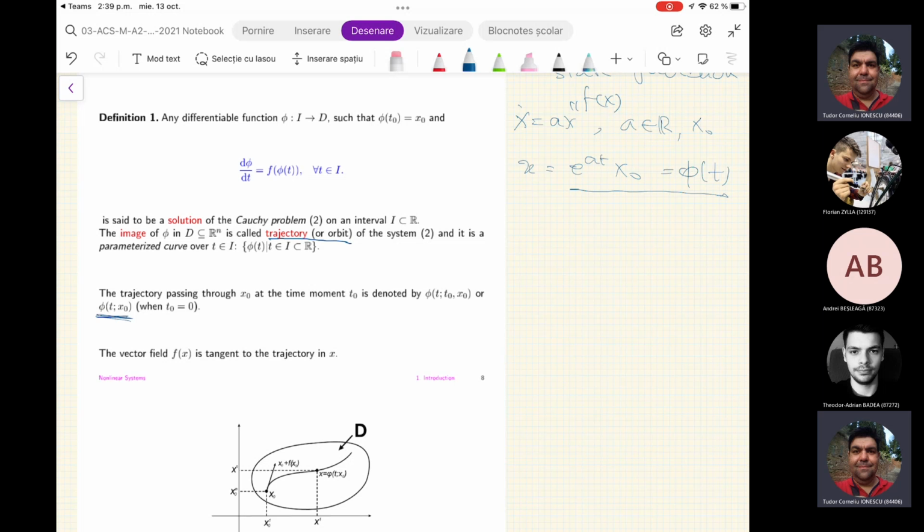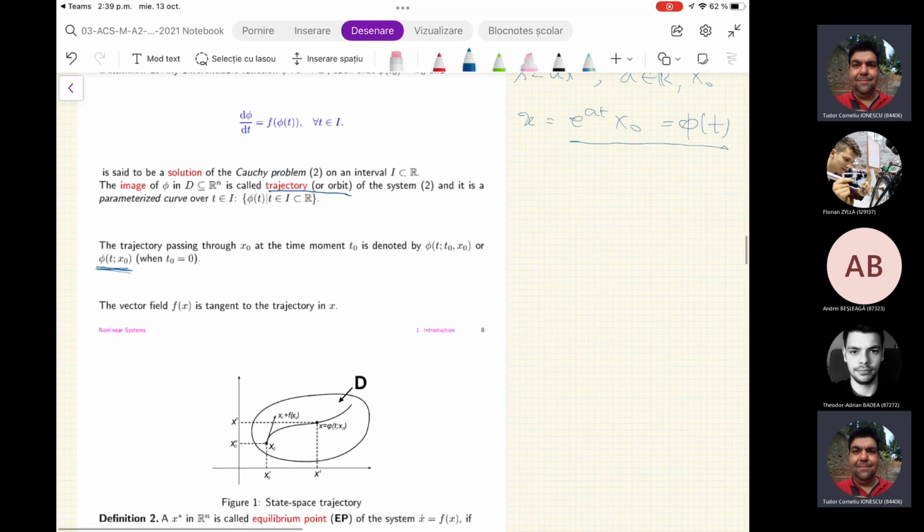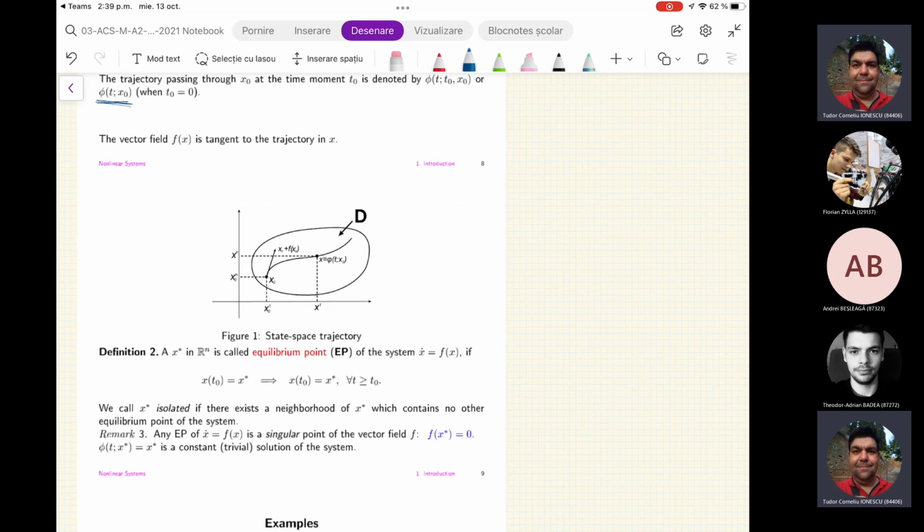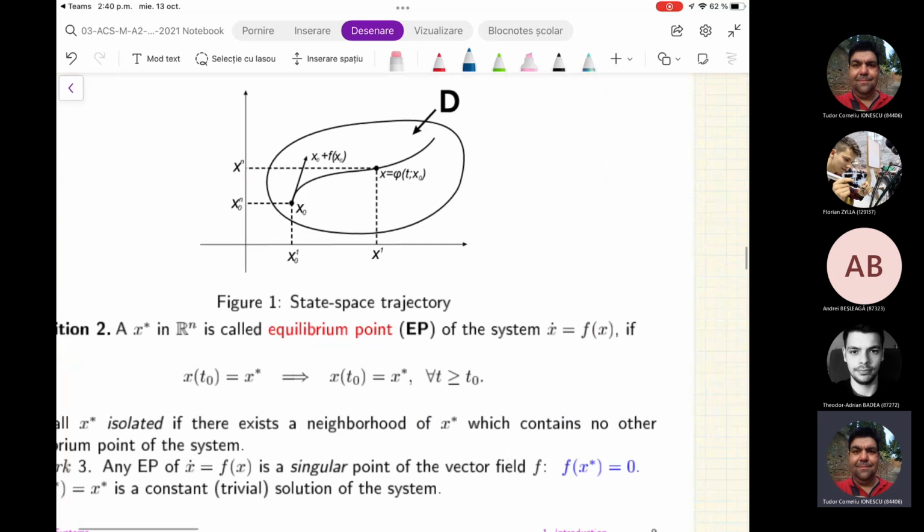So the vector field f is tangent to the trajectory phi t x naught at the point x, and this is a state space. Figure 1 shows you a state space trajectory. You can see the vector field tangent.